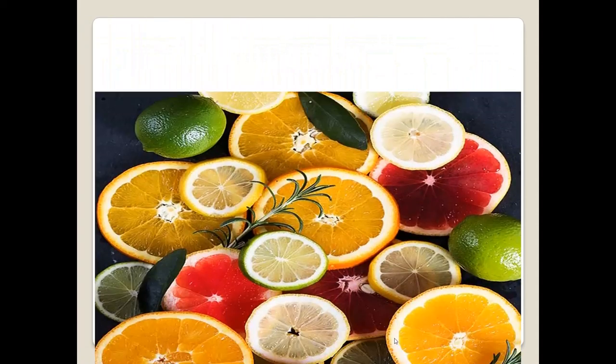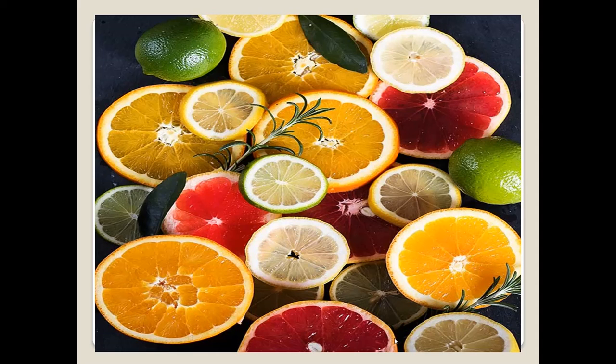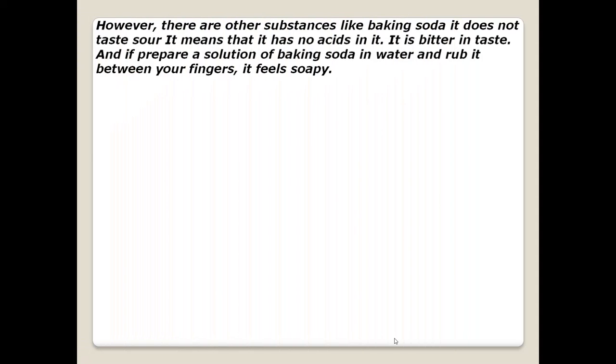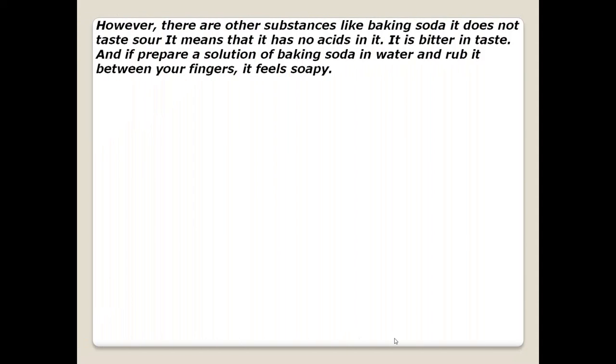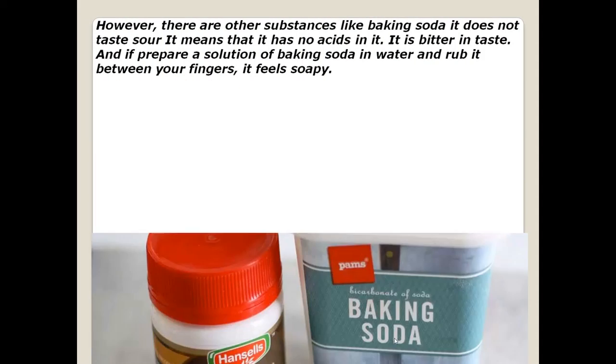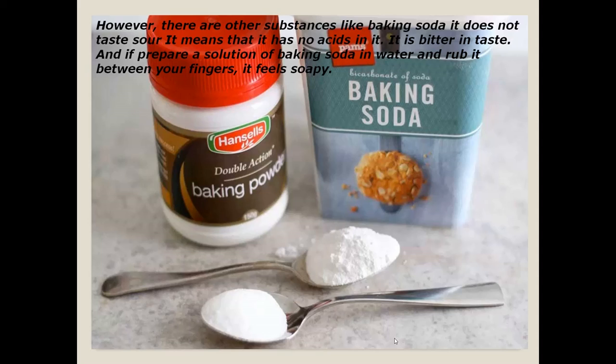So unripe mango contains organic acid. It tastes sour, which means it contains acid. Here is the image of lemon and orange. They taste sour. It indicates that these food substances contain acid in them. However, there are other substances like baking soda. Baking soda does not taste sour. If you taste a bit of baking soda, you can easily identify that it doesn't have a sour taste. That means it has no acid in it.